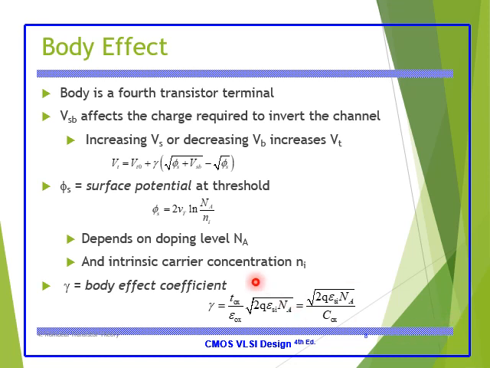Body effect coefficient gamma is tox divided by epsilon ox times root of 2q epsilon Si times Na. TOX is the oxide thickness and epsilon OX is the oxide permittivity. Then we know that TOX divided by epsilon OX is equal to 1 by COX. That's why we have the COX.